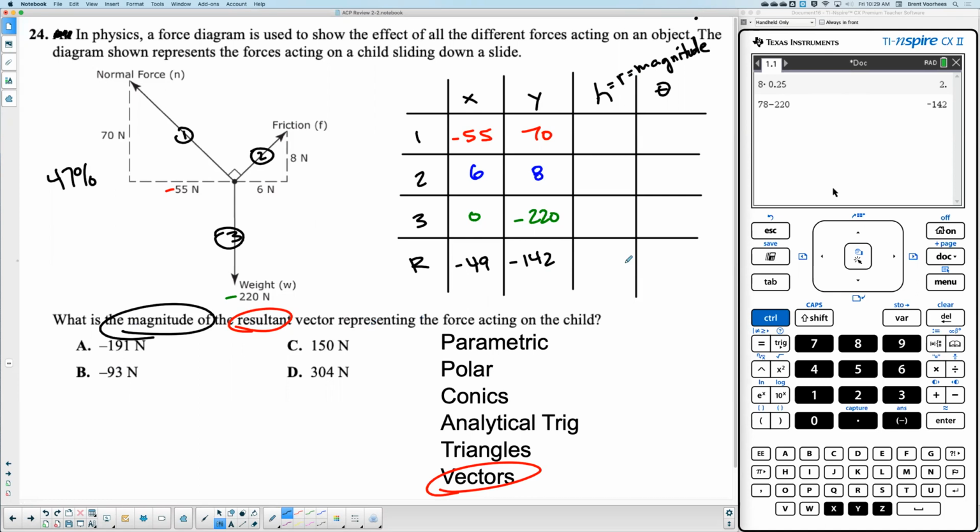We need to find out how to get that in the calculator after doing a bracket. Negative 49, comma, negative 142. How do we make the calculator change an X and Y to an H and theta?